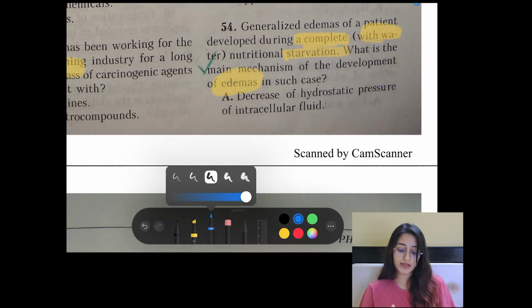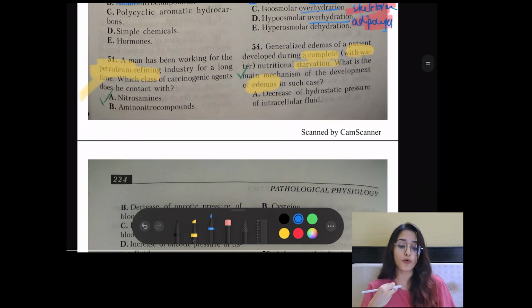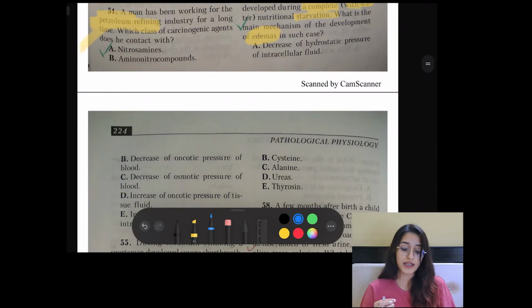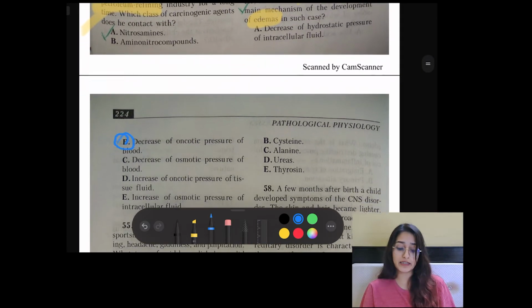So edema can be due to decreased oncotic pressure or increased hydrostatic pressure. Now since he is starving, there is no protein intake. When there is no protein intake, there will be decreased oncotic pressure. Since there is decreased oncotic pressure, this will lead to development of edema.